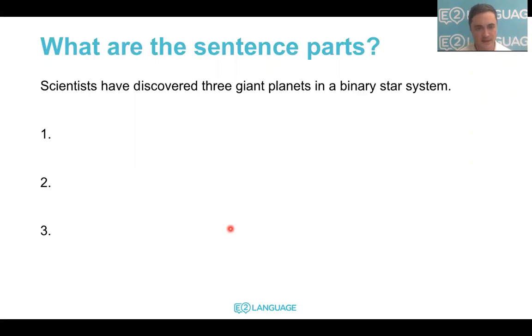Okay, a bit of interaction now. Here is a sentence. It says, scientists have discovered 3 giant planets in a binary star system. Please write in the first sentence part into the Q&A. What's number 1? The first sentence part. Please write into the Q&A, not the chat. Please don't use the chat. Good. Okay, what's the first sentence part? Looking, looking, looking. Everybody's nailed it. Yes, good. Correct, correct, correct.